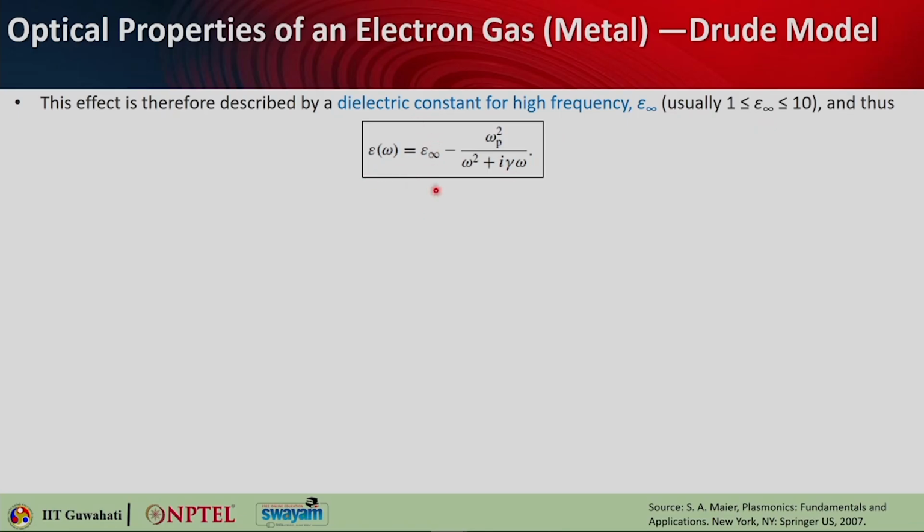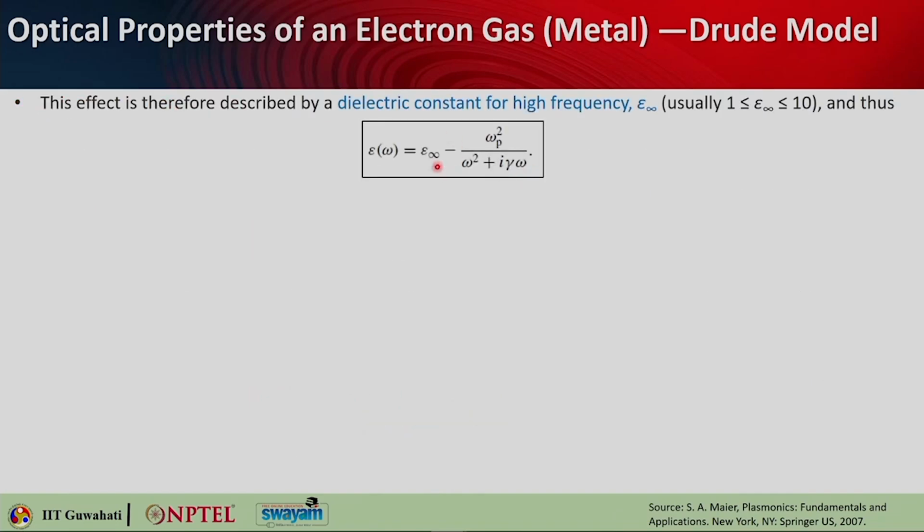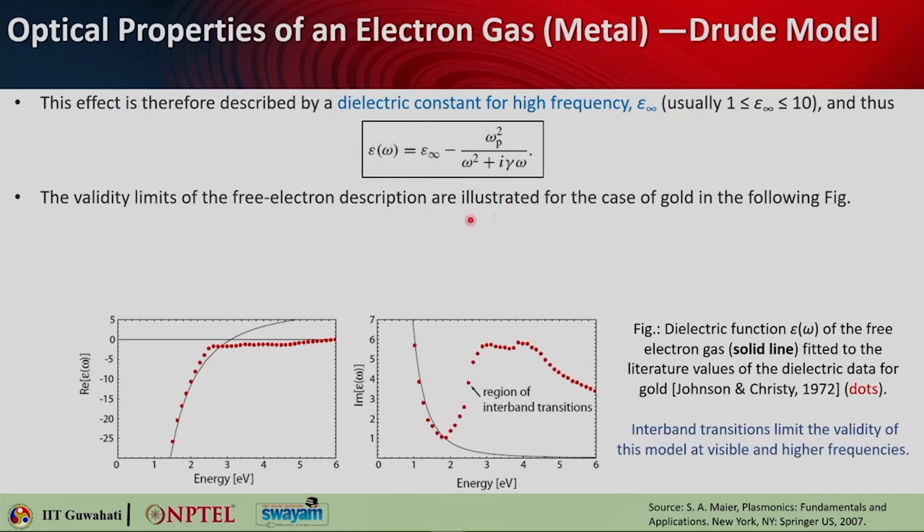So instead of 1, that 1 minus term was for the free electrons only, but at high frequency there is a background. Because of that you will get this permittivity from the positive background, which you can write as epsilon infinity. So this is the final equation that should describe the permittivity properties of electrons in a metal. This is the Drude model. You can see the validity limits of the free electron description in the case of gold.